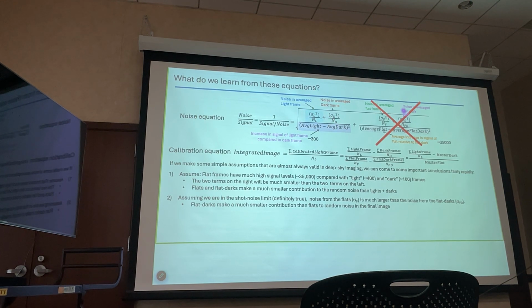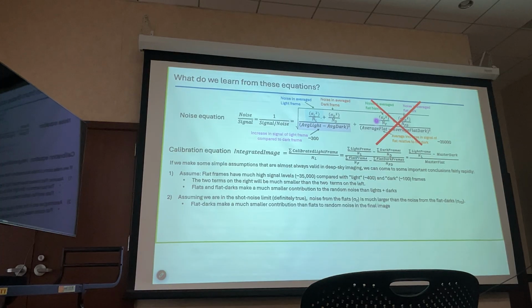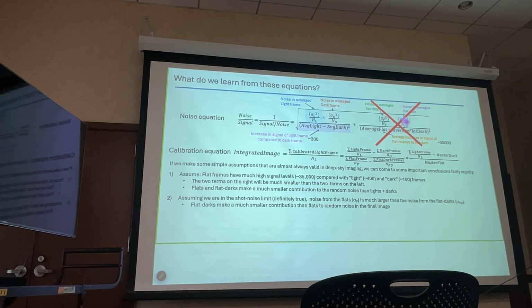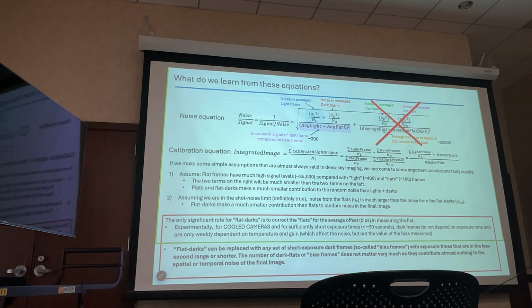So what does that mean? Well, it means you don't really need to take very many flats, and you also don't need to take very many flat darks in order to have good signal to noise. It doesn't matter very much. You don't need to take 100 flats and 100 flat darks. You can take some much smaller number.